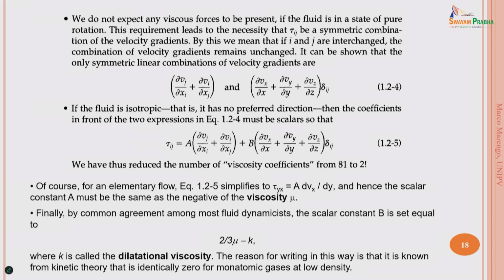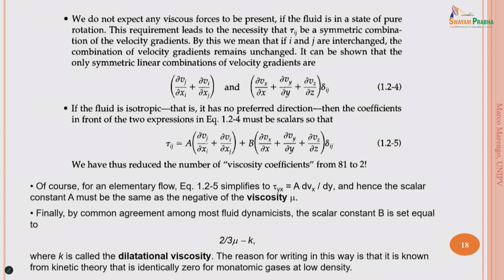It's not too bad. The problem now is to understand what A is and what B is. Now it's very clear to notice that for an elementary flow, this tau yx, for example, must be A dvx/dy. Since for an elementary flow this equation should work, otherwise it's not general, A is very simply minus mu, so minus the dynamic viscosity. Again, you are going to have the PDF. Maybe you can think about that, but I think that in this audience, everybody should know this matter.